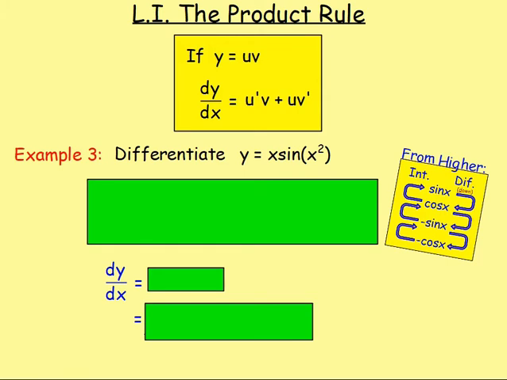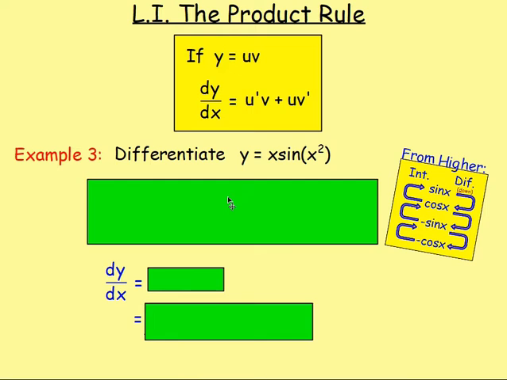Next one. Example 3, y equals x sine x squared. Notice that the x squared is in the brackets there. So to differentiate this, we would be using the product rule. Why would we be using the product rule, Andrew? Yeah, you'd use the product rule because we've got the product of two functions. This here is x, that's going to be a function, and sine of x squared is another function. So we're multiplying two functions together. We're taking the product of two functions.